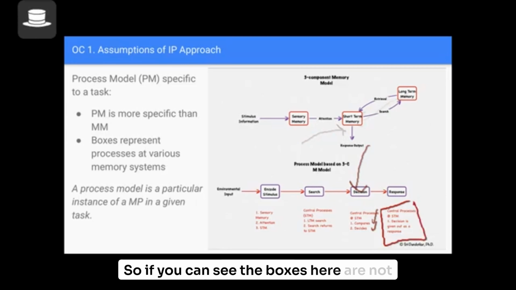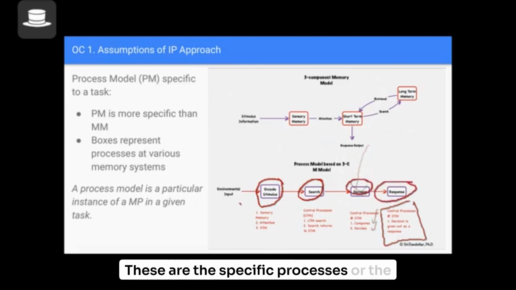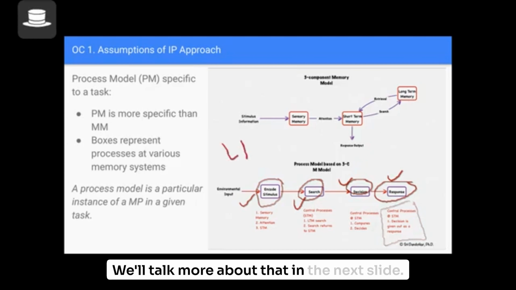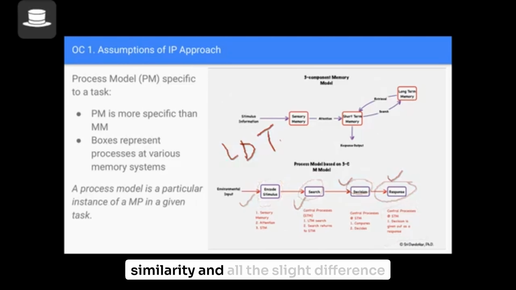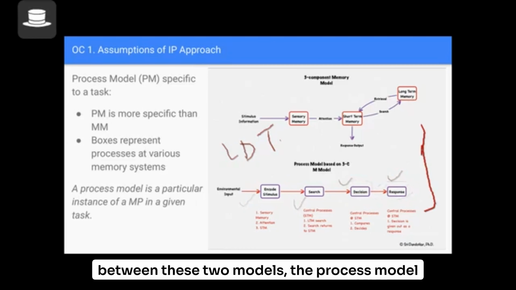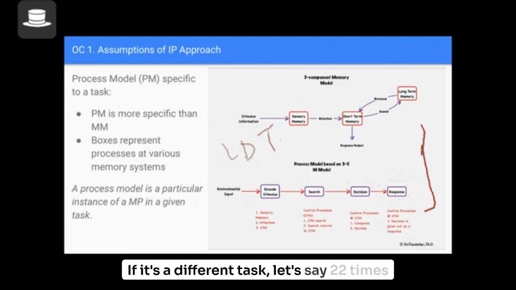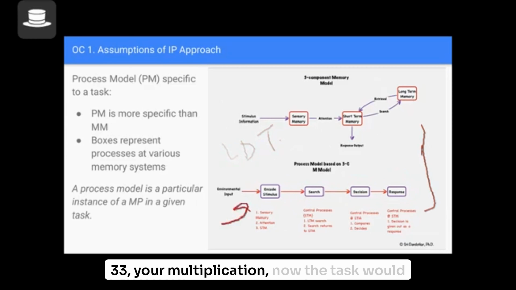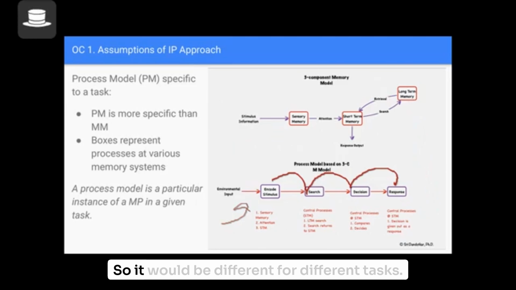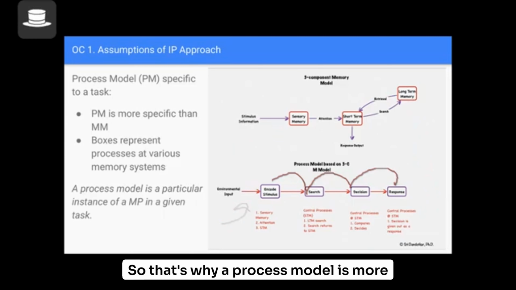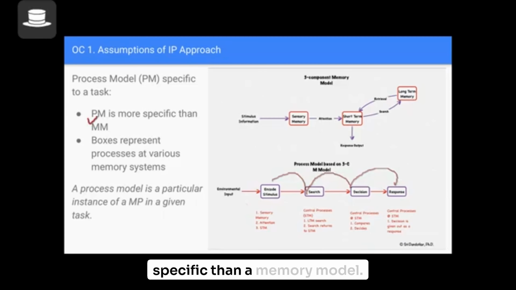So if you can see, the boxes here are not memory structures. These are the specific processes, or the mental processes, specific to the lexical decision task. We'll talk more about that in the next slide. So do you see the similarity and the slight differences between these two models? A process model is specific to a task. If it's a different task, let's say 22 times 33, or multiplication, the task would be different, the stages would be different, the processes would be different. So it would be different for different tasks. That's why a process model is more specific than a memory model.